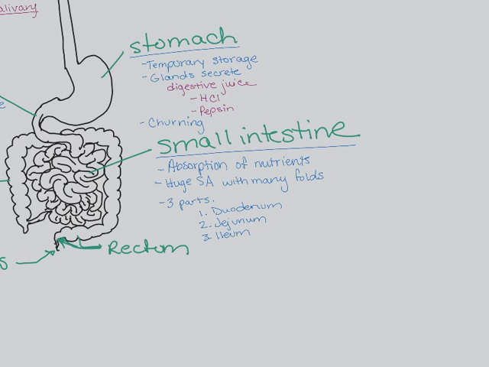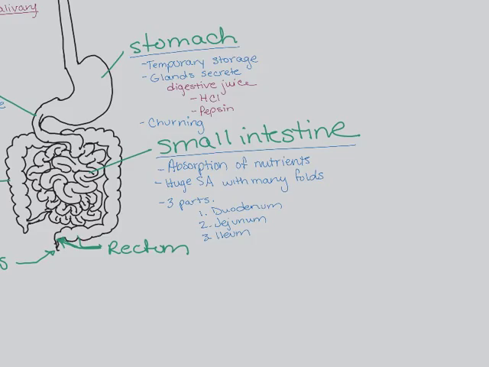So the small intestine is really where most of your absorption is happening of nutrients. And because of that, you have a ginormous surface area. There's a lot of folding. We're going to talk about that here in a minute as well. We should be thinking about things like villi and microvilli.